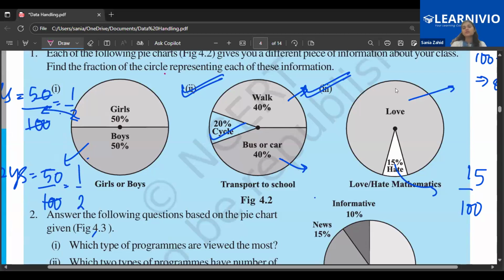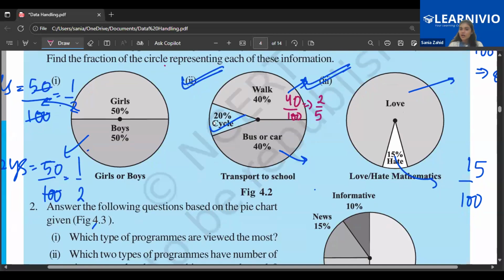Ma'am, I said 2 by 5. Speak a little louder, Kumar. Kumar, what did you get for walking? Ma'am, for walking, I divided 40 by 100. Then I got 2 by 5. Okay, that's correct. I heard 2.5. Okay, then for bus or car, what did you get? Ma'am, for bus and car, I did the same method and I again got 2 by 5 because it is the same percentage. Yes, 40 by 100. So again, you will get 2 by 5.